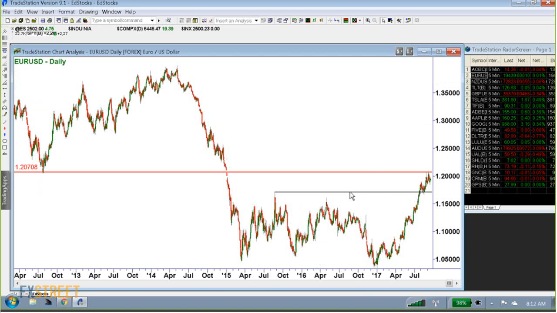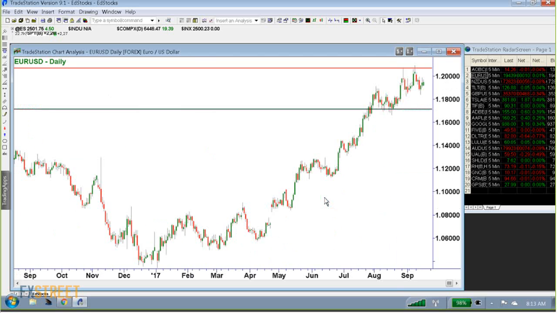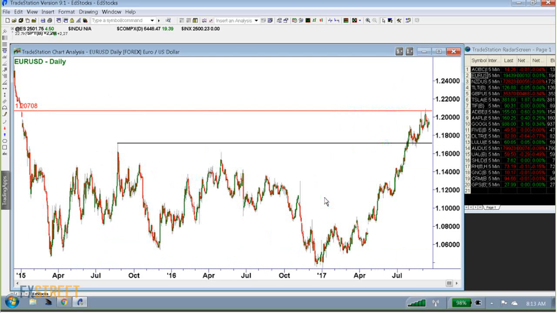So the euro has, just like the dollar broke all support, the euro broke all resistance here and here. And the euro pulled back, right? This was a big resistance point. So when resistance breaks, it becomes support.